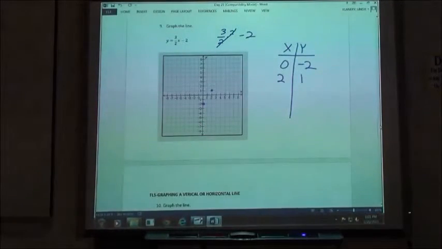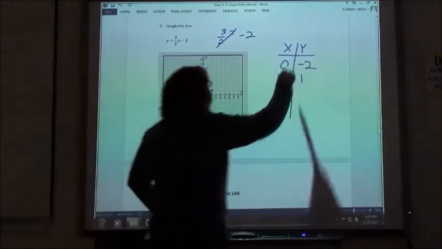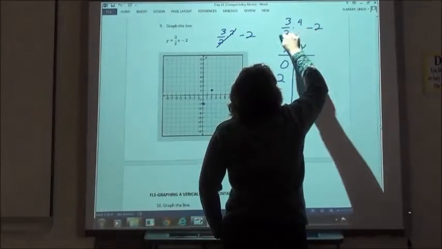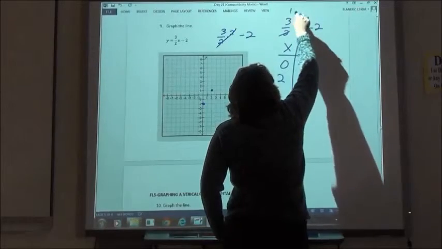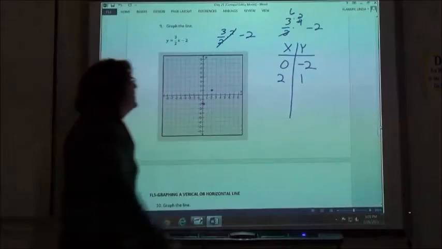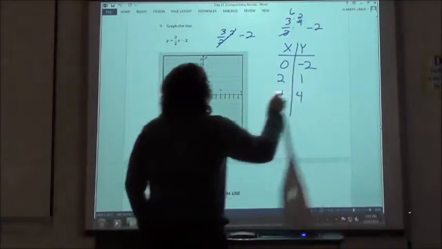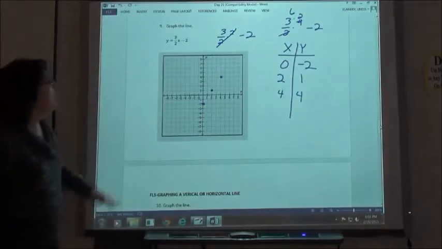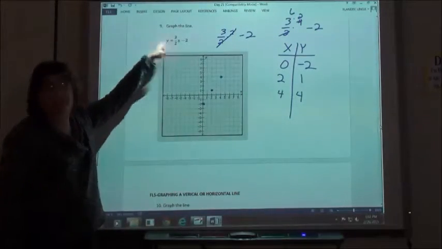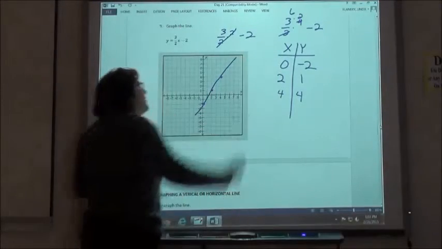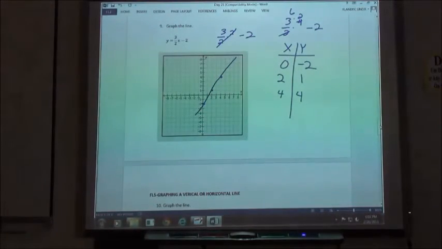4. Sarah, she's just moving right along. 3/2 times 4 minus 2. So if I do that, I'm going to get 4. Hey, I got 4 again. Over 4 and up 4. Again, when I connect my dots and draw my line, my slope is positive. I should be going uphill as I go from left to right. If I could draw straight, then it'd be my lot.